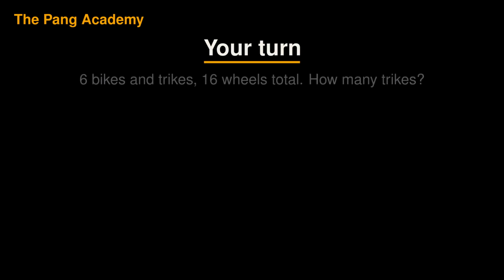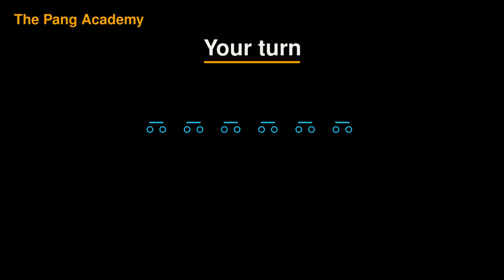Your turn. There are 6 bikes and tricycles together, with 16 wheels in all. How many are tricycles? Draw all bikes first, then fix. Pause and try. All bikes would give 12 wheels, 4 short of 16. A tricycle has just 1 extra wheel, so 4 missing wheels make 4 tricycles, leaving 2 bikes. Check, 4 3s and 2 2s is 16.